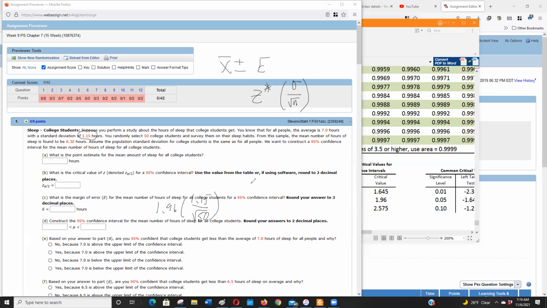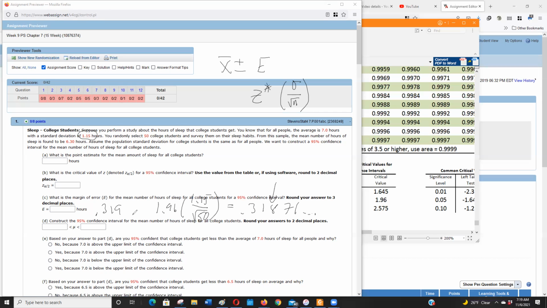How many decimal places is WebAssign looking for? 3 decimal places. On my calculator, I'm getting 0.31876, and so on. So I'm going to go to 3 decimal places. So I would have to type in 0.319 in order to get that answer.